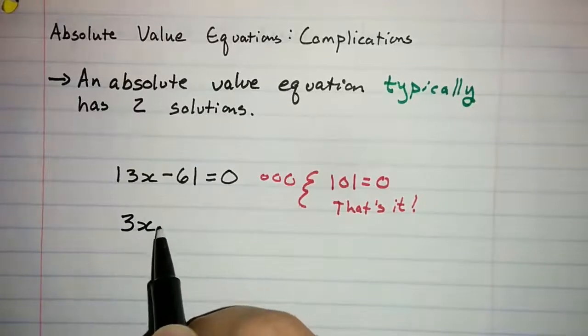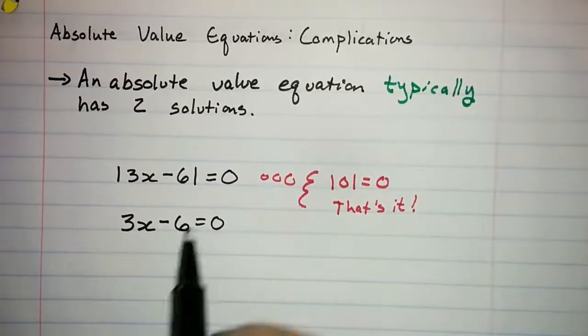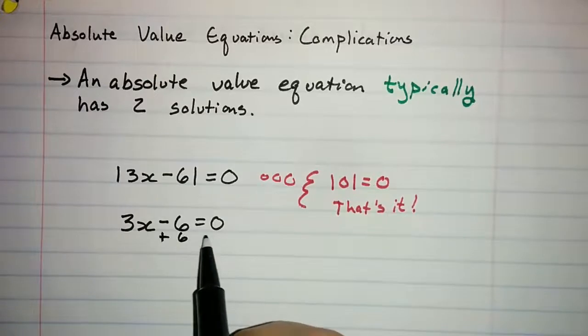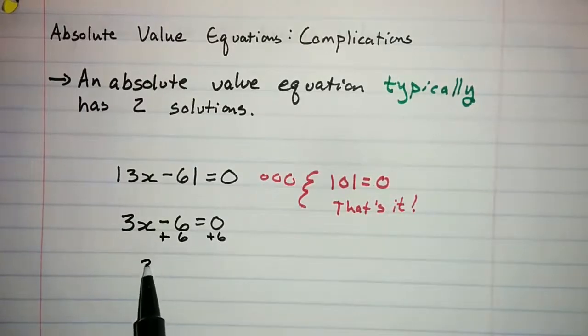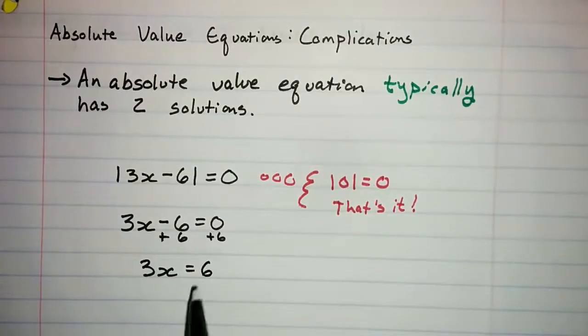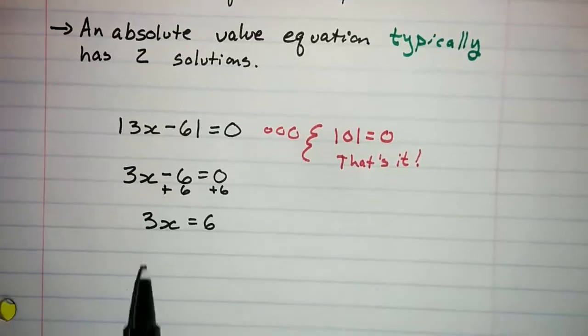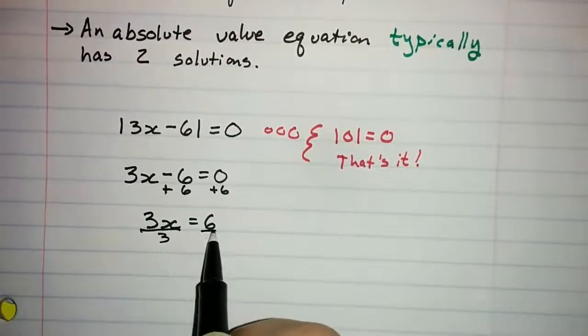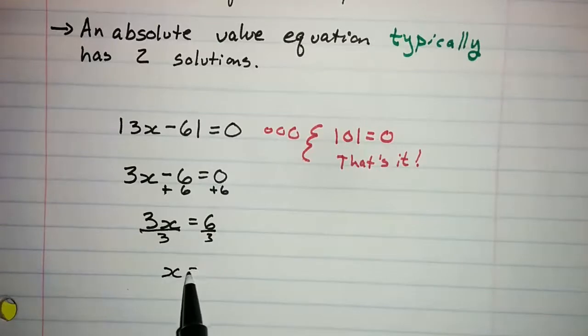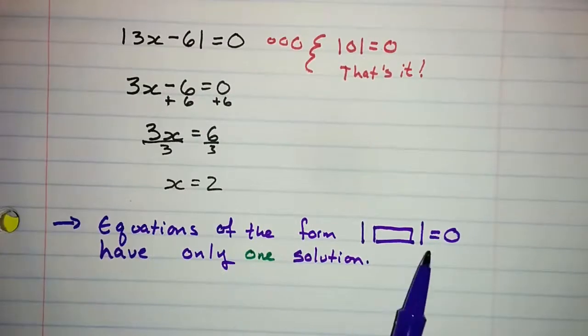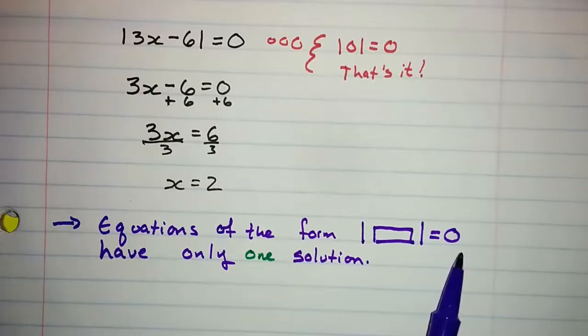It's where 3x minus 6 is 0. Adding 6 to both sides, 3x is 6. Dividing both sides by 3, this is where x is 2. That's the only solution to this equation. If we have an equation of the form absolute value of some expression equals 0, our equation has only one solution.